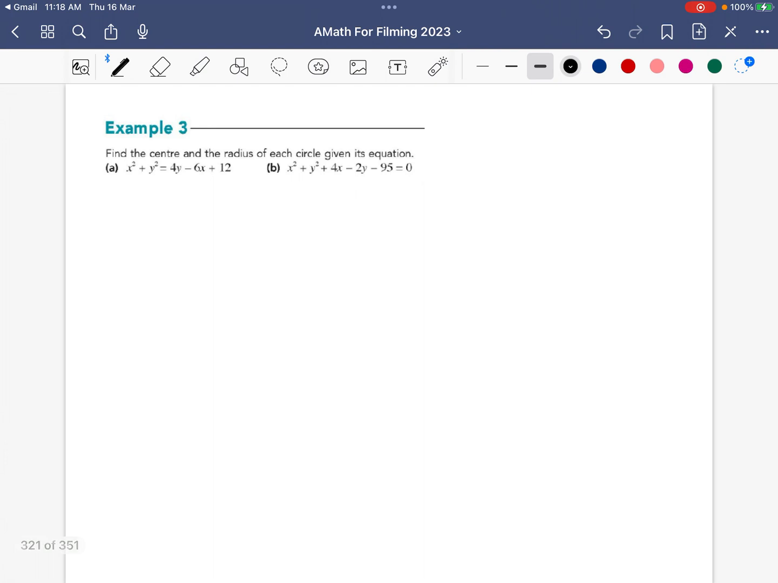I will once again do the same for B. So for B, same idea, I won't use different colors this time. I will just delve straight into the question itself.